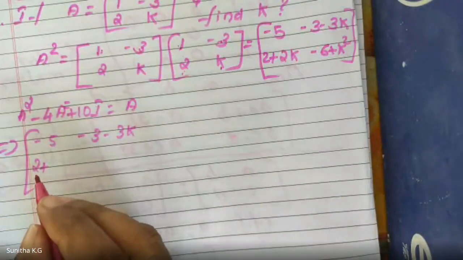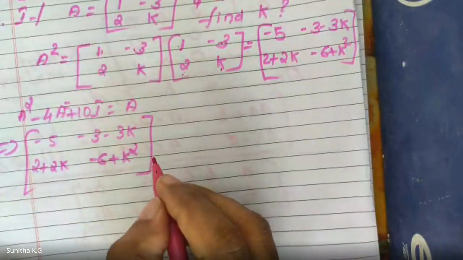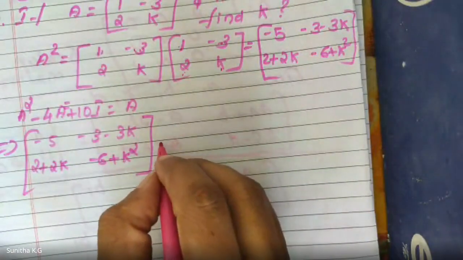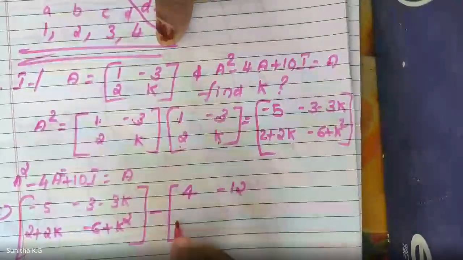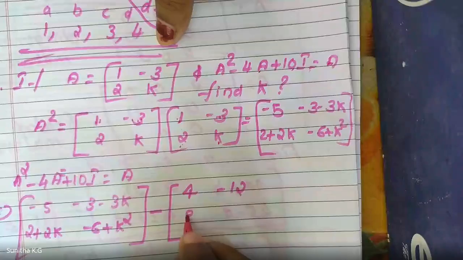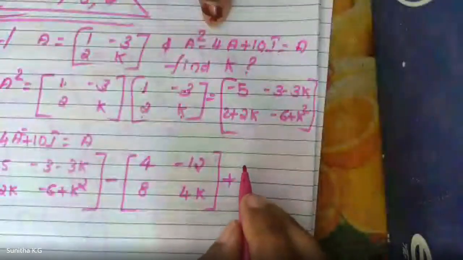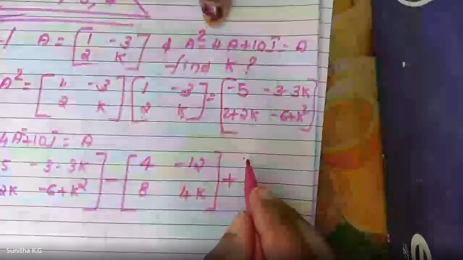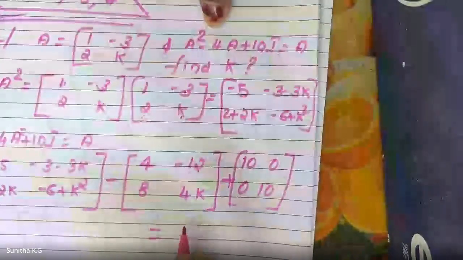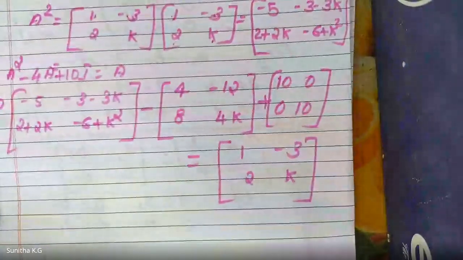This was the question asked for JEE. Okay. 2 plus 2k, minus 6 plus k square, minus 4 into A. Then what is 4 into A? 4 minus 12, 8, 4k. Plus what is 10I? 10 0 0, 0 10. This was equal to A, that is 1 minus 3, 2k. Is it okay? Yes, ma'am.